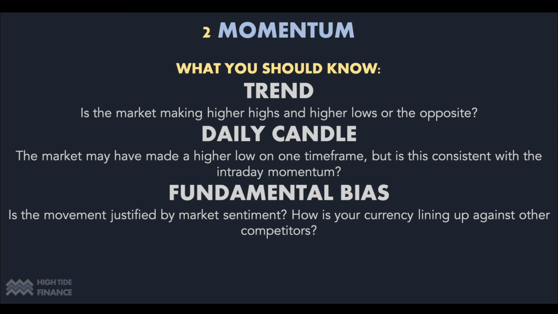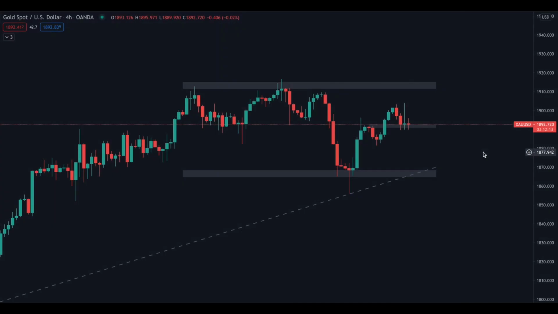a position for. So when we left gold, we had a couple of levels marked up on the chart. The first was this support down here, roughly 1870.